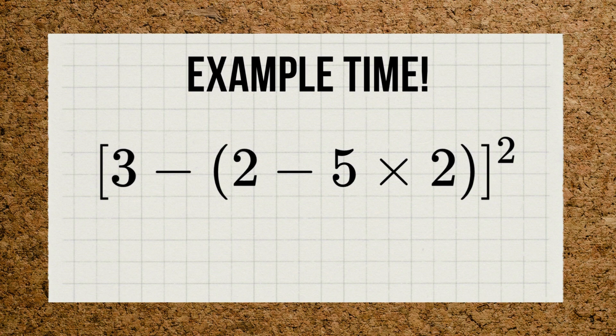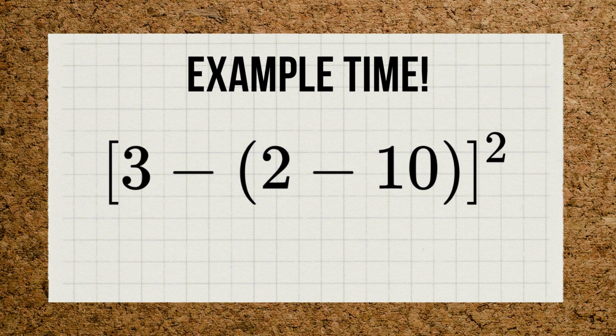Let's start with a simple example first. As you can see, there are two layers of grouping, but we need to focus on the parentheses or the most inner layer first. In the most inner layer, there's multiplication and subtraction, but we do multiplication first. So let's do that. 5 times 2 is 10. After that, we can do 2 minus 10, which is negative 8.